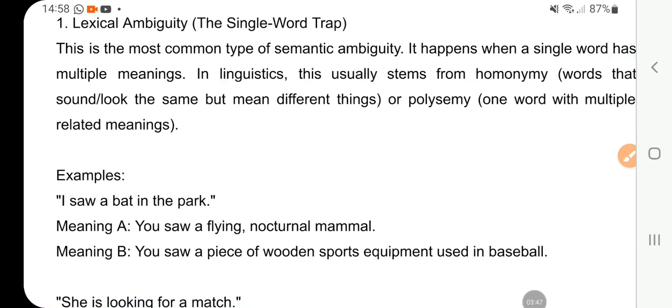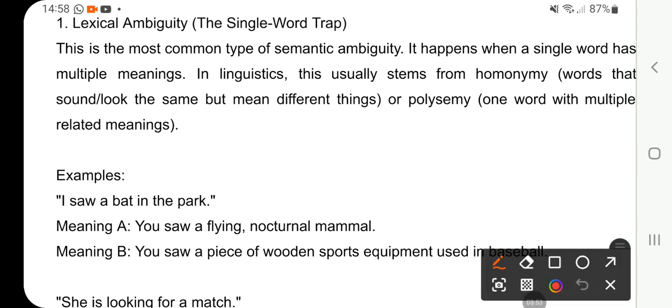Then polysemy. Polysemy is also, that is homonymy, because of homonymy, because of polysemy. So polysemy means one word with multiple related meanings. Here the difference we have to understand between polysemy and homonymy. Homonymy is the word, listen carefully, which has multiple meanings. And polysemy is one word with multiple meanings, but all meanings are related with one another.